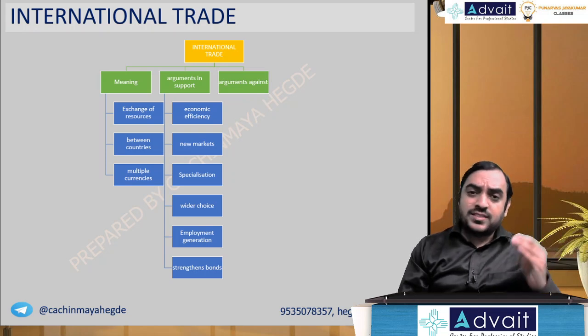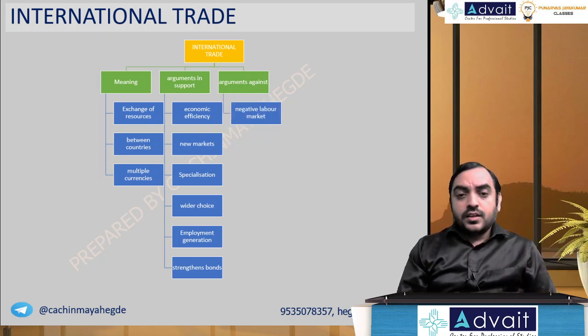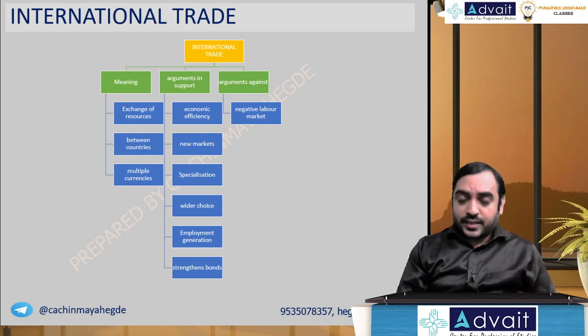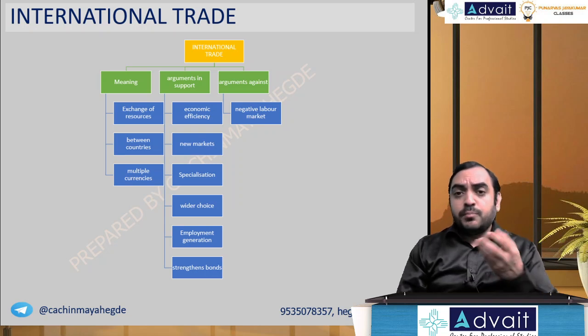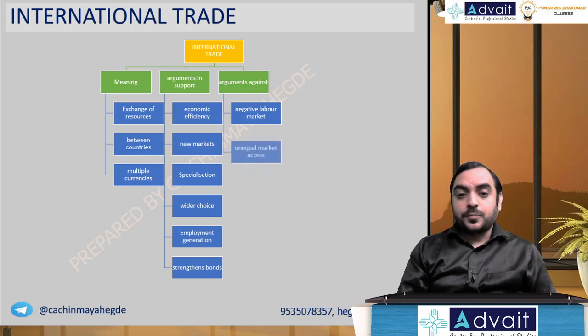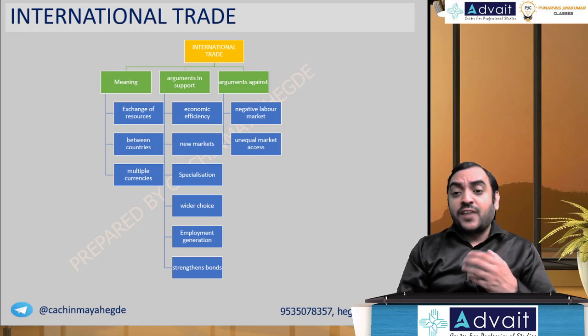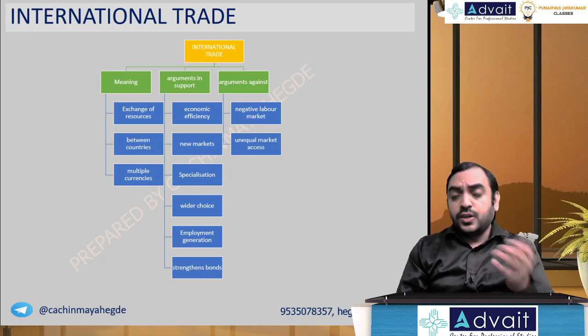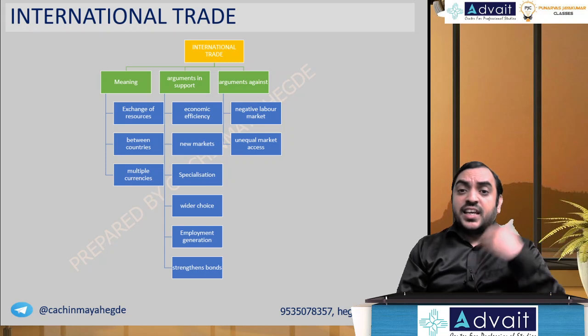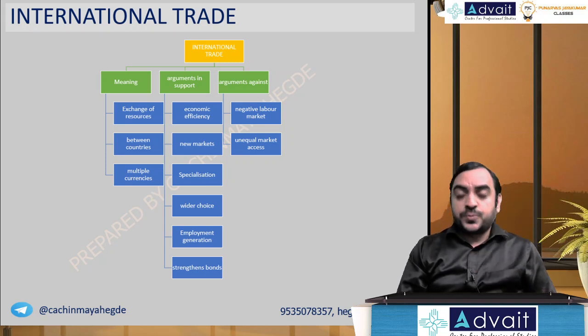There are some arguments against also. It is not good for labor markets. It will affect the labor market because of brain drain, they will tell, right? All the good brains went to the US. In India, we don't have them for various reasons. This is one of the reasons. Unequal market access. Everybody will not have the same exposure. Large companies can easily export. Small companies will not have that exposure, so they are at a disadvantage.